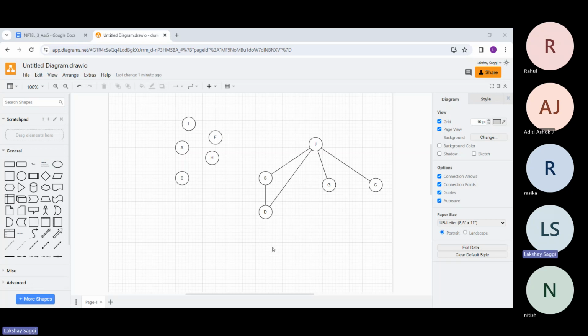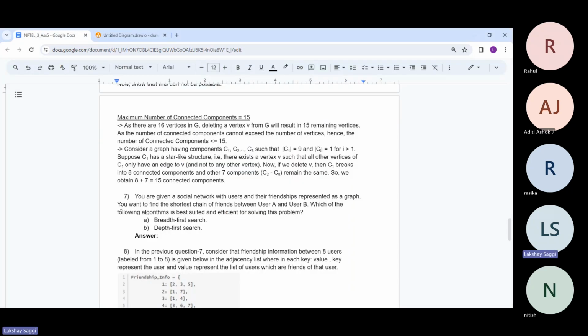Okay, so Rahul, you got it. That's nice. So that's why, just remember guys, as a rule of thumb, DFS is never used for finding shortest paths. We use BFS for finding shortest paths. So the answer is breadth first search.